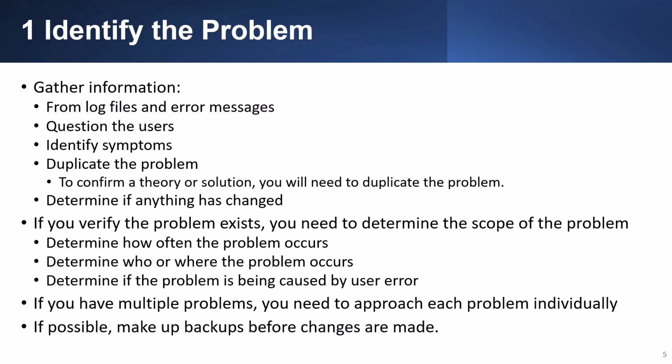If you've verified that the problem exists, you need to determine the scope of the problem. For example, does the problem happen only to the one user or multiple users? Does it affect a specific site or location? Or does the problem only affect one specific application?